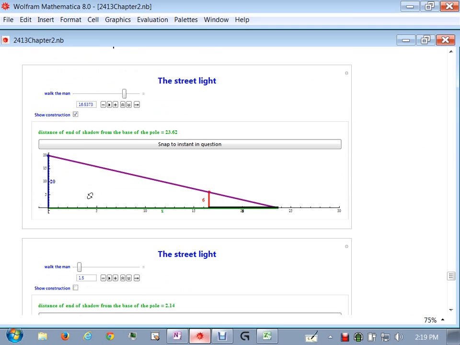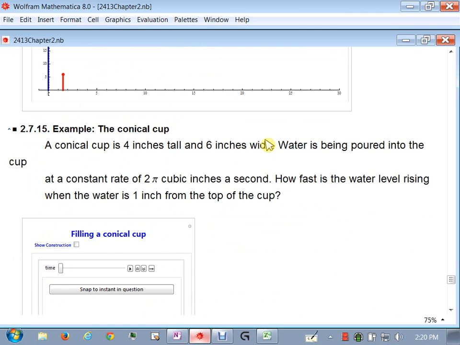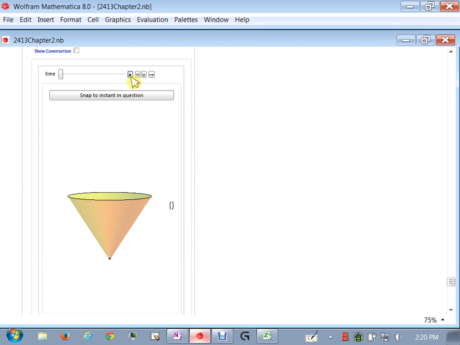I'm going to give you the choice here. The street light is a situation where you have a lamp, a street light, and you've got this person who's running away from the street light, and then his shadow is in front of him, and you're trying to figure out how fast the shadow is moving away from him. Or the one with the conical situation where you have water being poured into a cone, a conical cup, and it's coming up initially very fast and then it starts to slow down. You want to do that one?